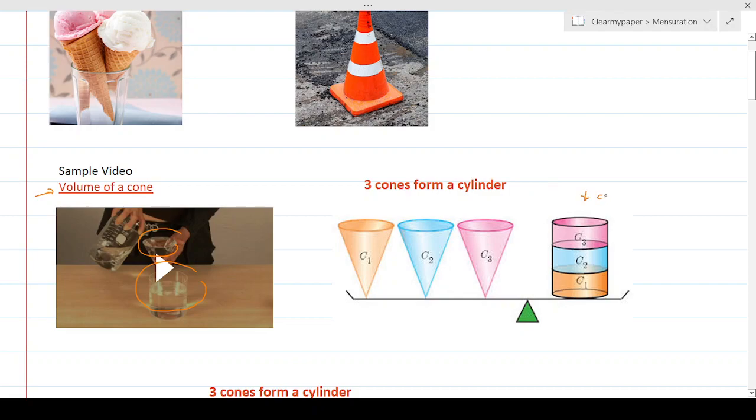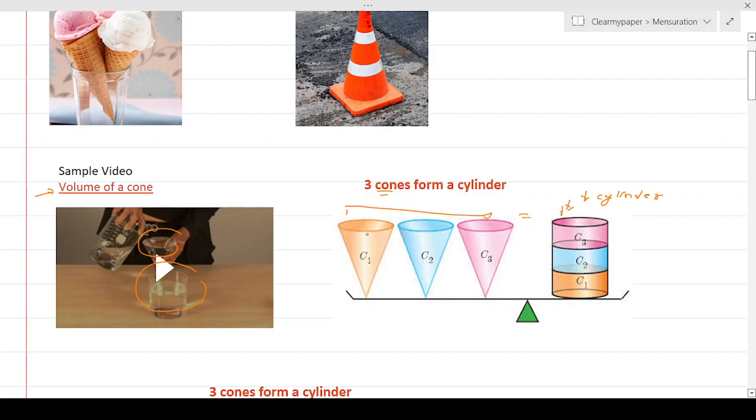Over here you have a cylinder and over here you have cones. If you want to fill up this cylinder with water, and if you take 3 cones, and if you measure 3 cones of water and pour in the cylinder, it will exactly match. That means the volume of 3 cones put together is equal to the volume of a cylinder.